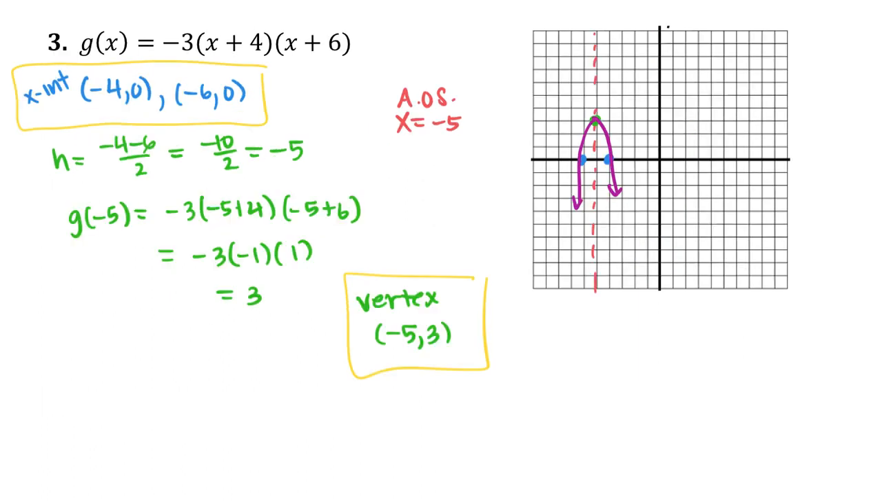Okay, last one. Okay, x-intercepts (negative 4, 0) and (negative 6, 0). Okay, I calculated my h is negative 5, but I could just look at that and I can tell that negative 5 is in the middle. I used the axis of symmetry to confirm my answer. My vertex is (negative 5, 3). Sketch my parabola. My a value is negative 3, so it opens down with a stretch of 3, right 1, down 3, left 1, down 3. Looks good.